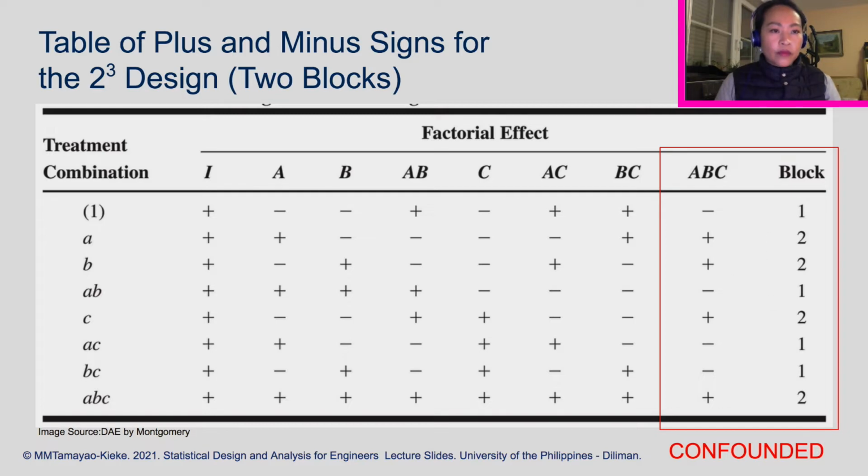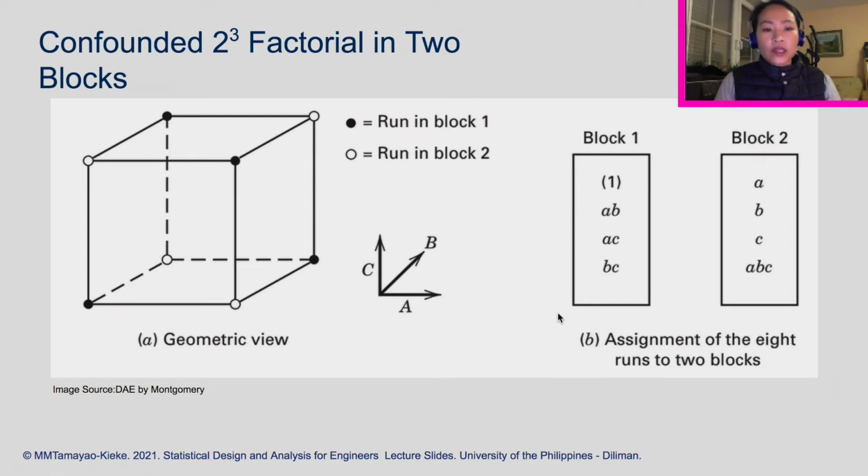So for the 2 to the 3 design, it is recommended to confound the blocks with the highest order interaction, because in most cases, they would be negligible. In this case, we have ABC, and we have the blocks corresponding to the two signs, plus and minus, and then we assign the treatment combinations to the blocks. This is just the summary of the block assignments. This is a geometric representation, and this is another figure to show the assignment of the 8 runs to the 2 blocks.